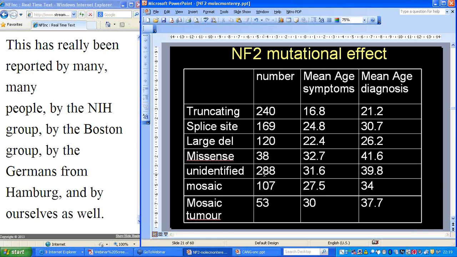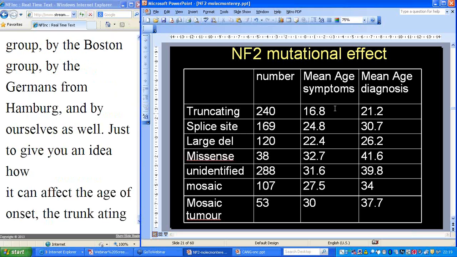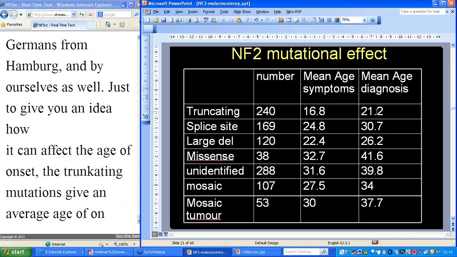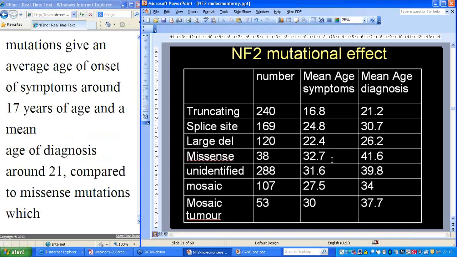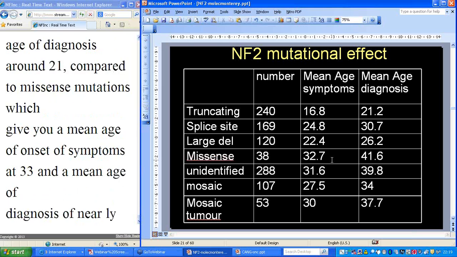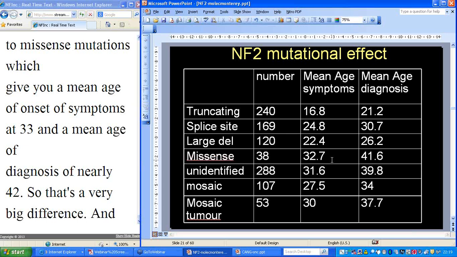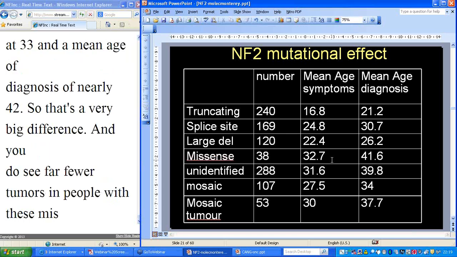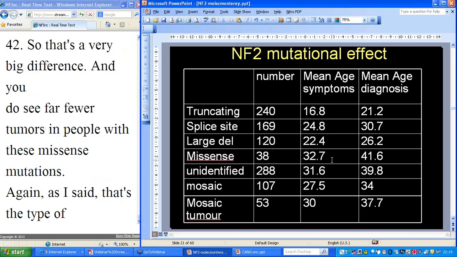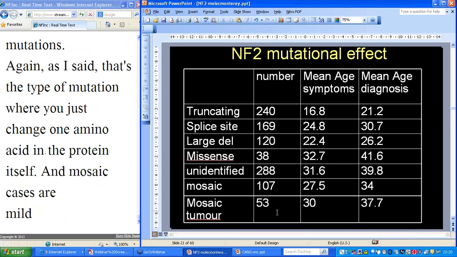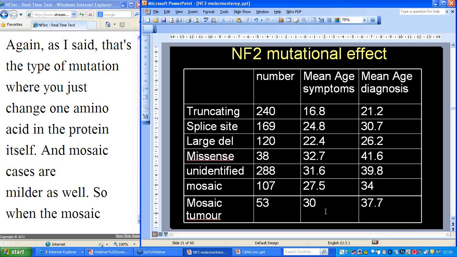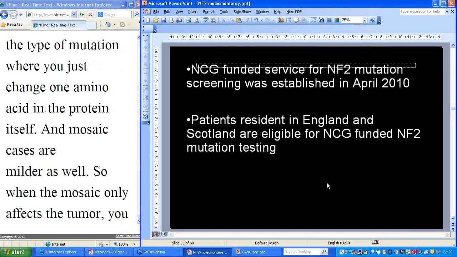And just to give you an idea how it can affect the age of onset, the truncating mutations give an average age of onset of symptoms of around 17 years of age and a mean age at diagnosis of 21, compared to missense mutations, which give you a mean age of onset of symptoms of 33 and a mean age at diagnosis of nearly 42. So that's a very big difference. And you do see far fewer tumors in people with these missense mutations. Again, as I said, that's the type of mutation where you just change one amino acid in the protein itself. And mosaic cases are milder as well. So when the mosaic case only affects the tumor, you get a similar age of onset to the mildest mutation, the missense mutation. So you're not seeing it in blood, you're only seeing it in the tumors.